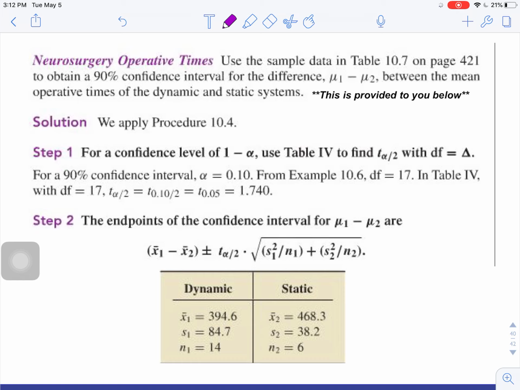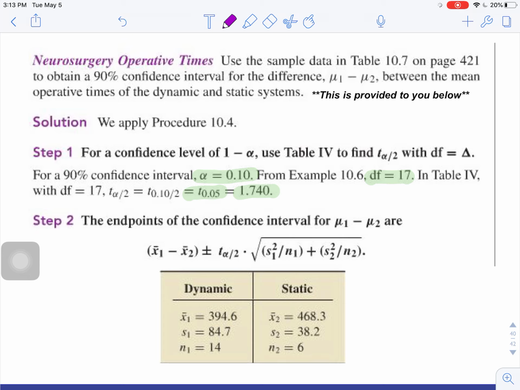So here's that operative time again. So we want to say a 90% confidence interval for the difference between the two population averages between the dynamic and the static systems for operative time. So here is just what we were talking about. Alpha is going to be at 0.10, but we have to divide that by 2, so it's really at 0.05. Our DF was 17, so our value that we're going to be using is 1.740.